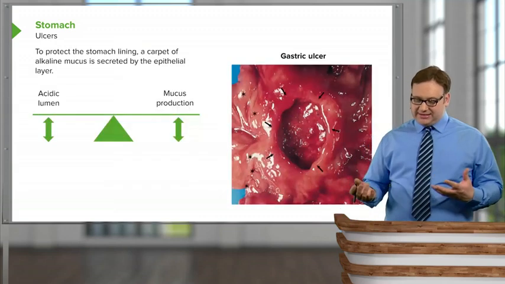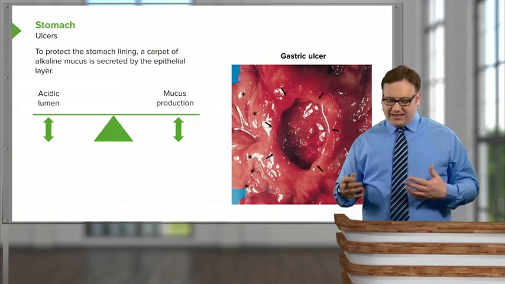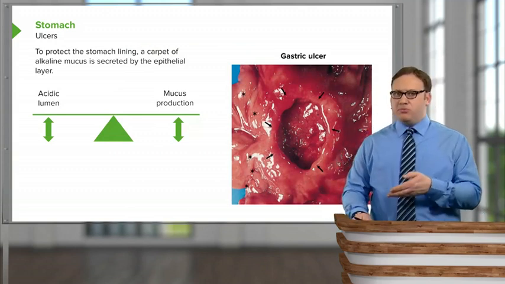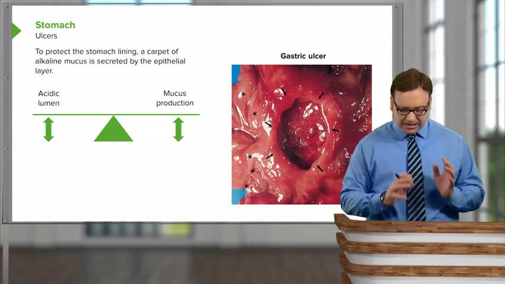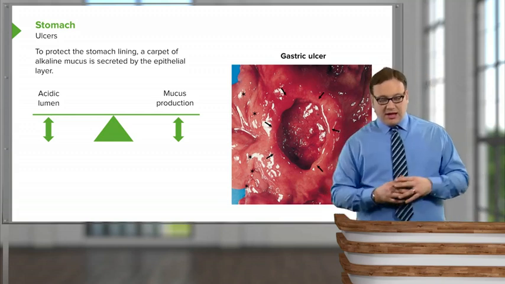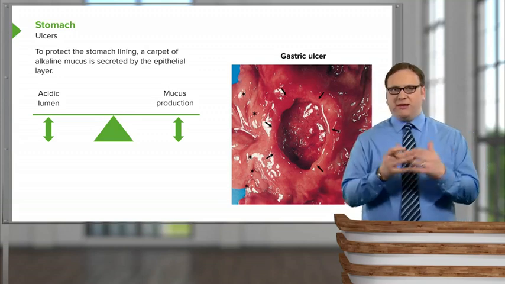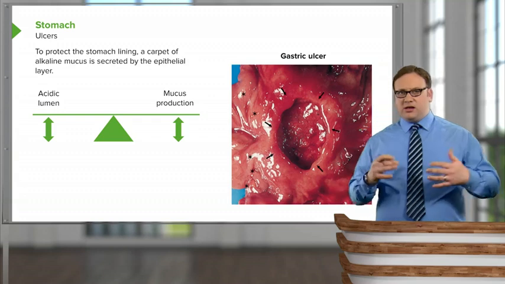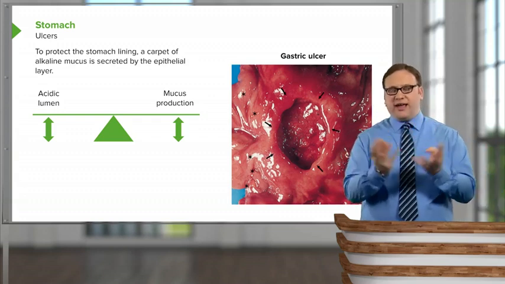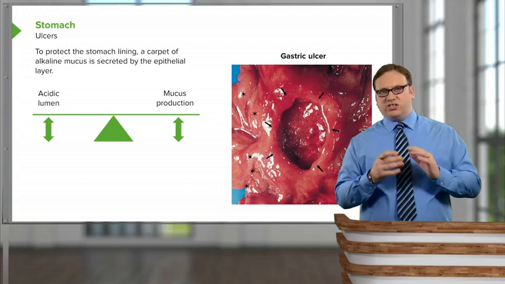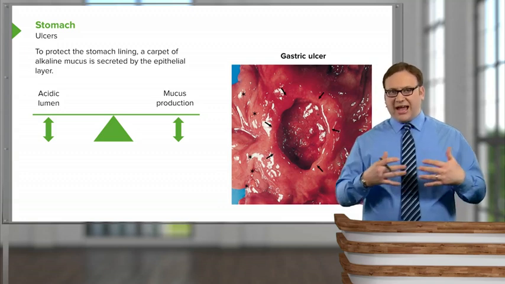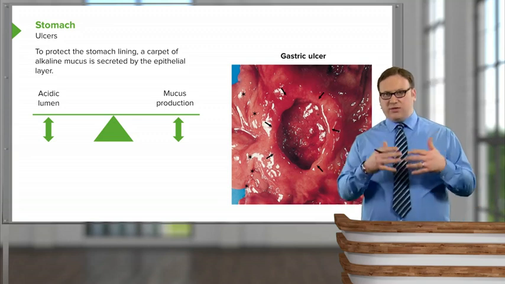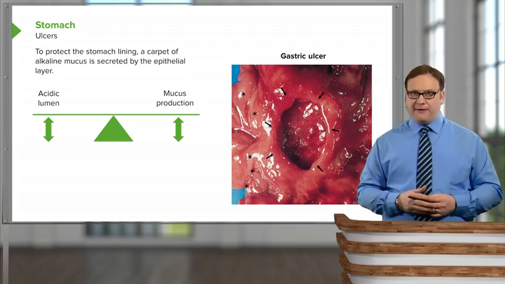So there is a balance. There is a balance to be had between the acid in the lumen and the amount of mucus that is produced. To protect the lining of the stomach, a carpet of alkaline mucus is secreted by the epithelial layer of the stomach. So that produces mucus that lines the internal surface, so the acidic lumen cannot damage the internal surface. So there's a balance, which is depicted here.